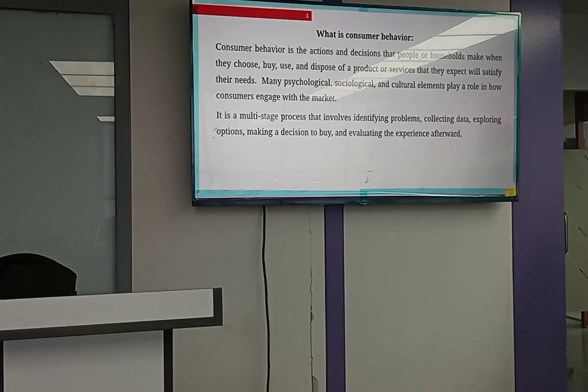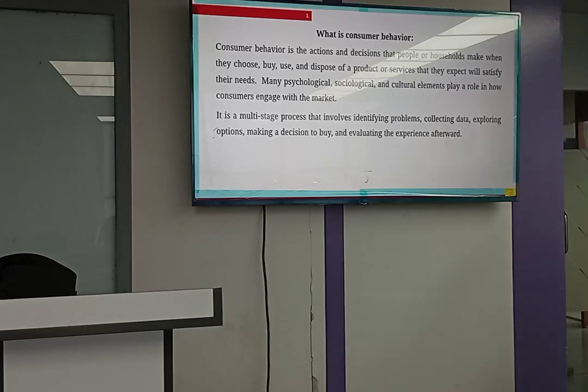Then I will be collecting data. That these are the available options like Nokia, Samsung, Panasonic, iPhone. So then after collecting the data, then I will be doing what? Exploring the options. Explore the options like Nokia. Suppose Nokia is 12,000 taka, Samsung is 14,000 taka, LG is 18,000 taka. Then I will do the comparison, which one is better in terms of battery or better in terms of quality. Then I will make the decision to buy. I will buy the phone. And then afterwards I will be evaluating the experience afterward. How the experience I have with the product after buying the product.